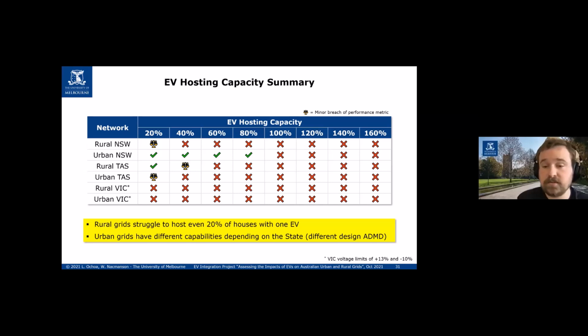One last thing to mention is that the networks are actually using slightly different voltage standards. The New South Wales and Tasmanian networks are quantified using the Australian standard, and we'll touch on that when we go into the voltage plots, whereas the Victorian networks are quantified using the Victorian limits, which are a little bit wider. So instead of plus 10%, you have plus 13%. But importantly for EVs, instead of minus 6%, it's minus 10%. So that is something to note there. But nevertheless, we still have problems. So if we move to the next slide.